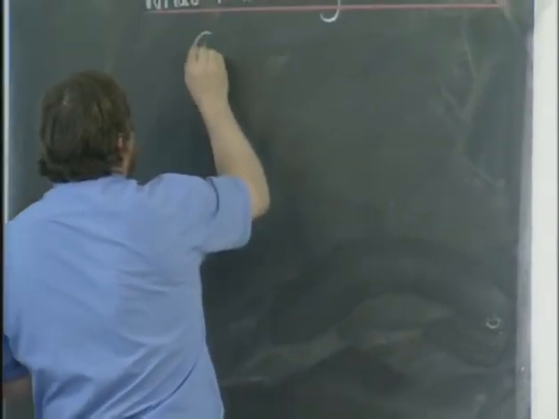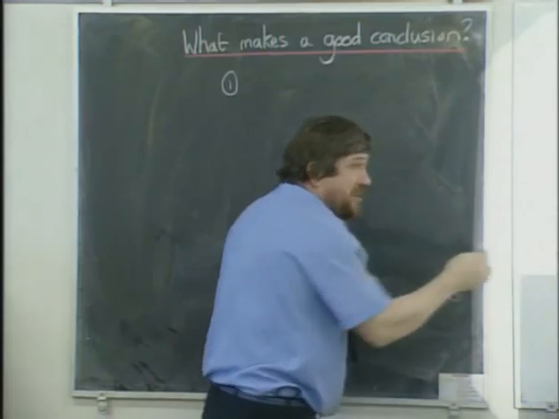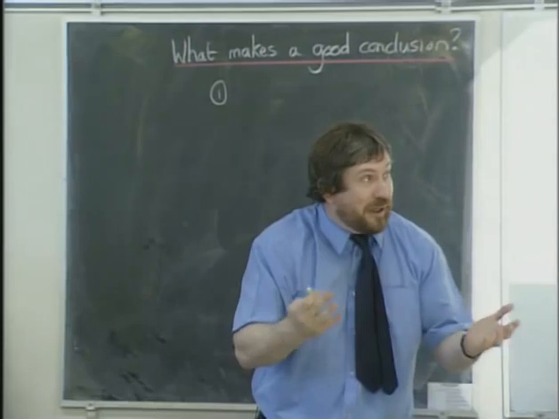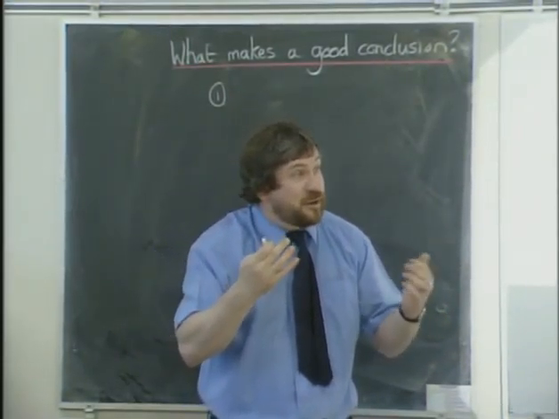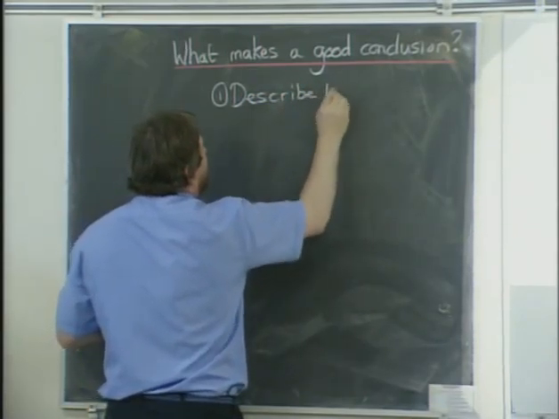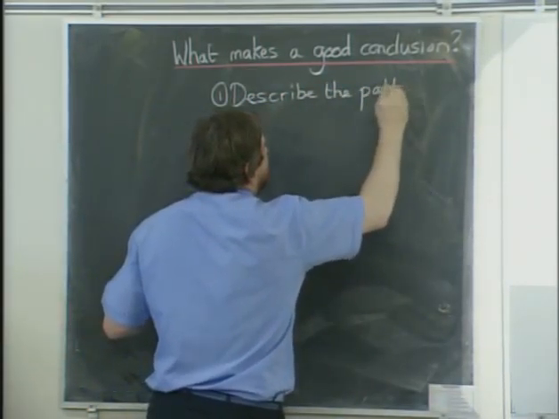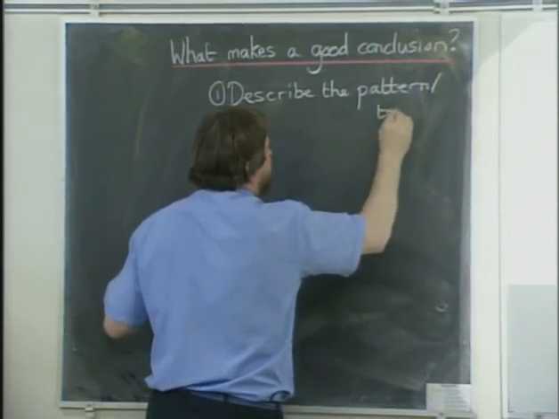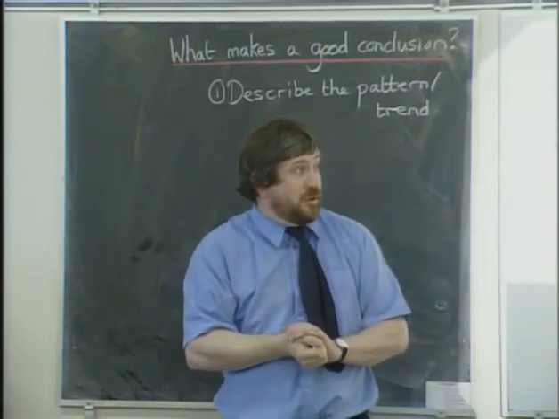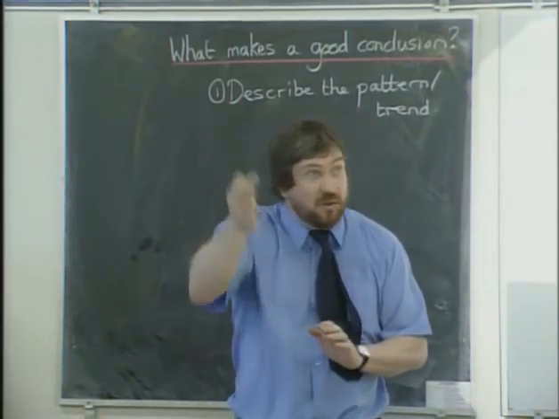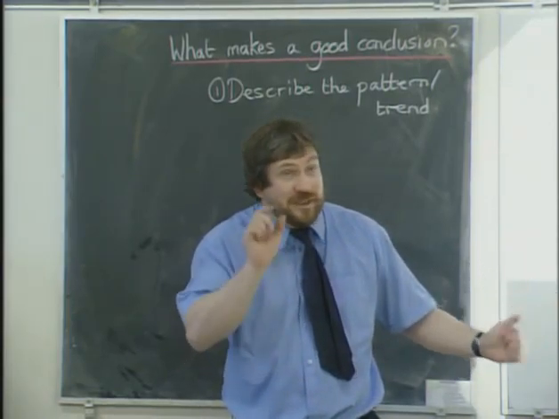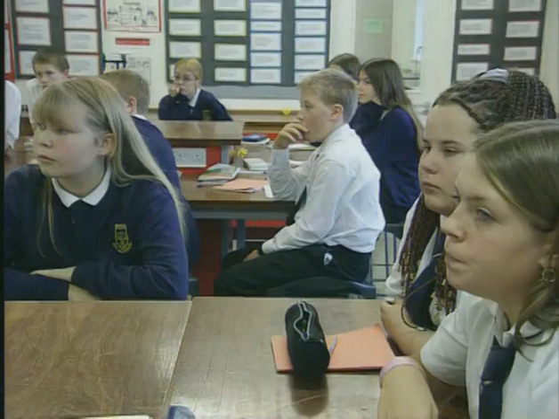First bit we do. 3 sections, 3 distinct bits to a good conclusion. The first one, look at the table of results, look at the pattern, look at the trend. Let's describe the pattern or the trend. What does the graph show us? What does the table show us? What have we found out from the information? Okay? Does the graph go up? Does it go down? Okay, could be as simple as that. Yeah? That's the first bit. That's the first element of a good conclusion.